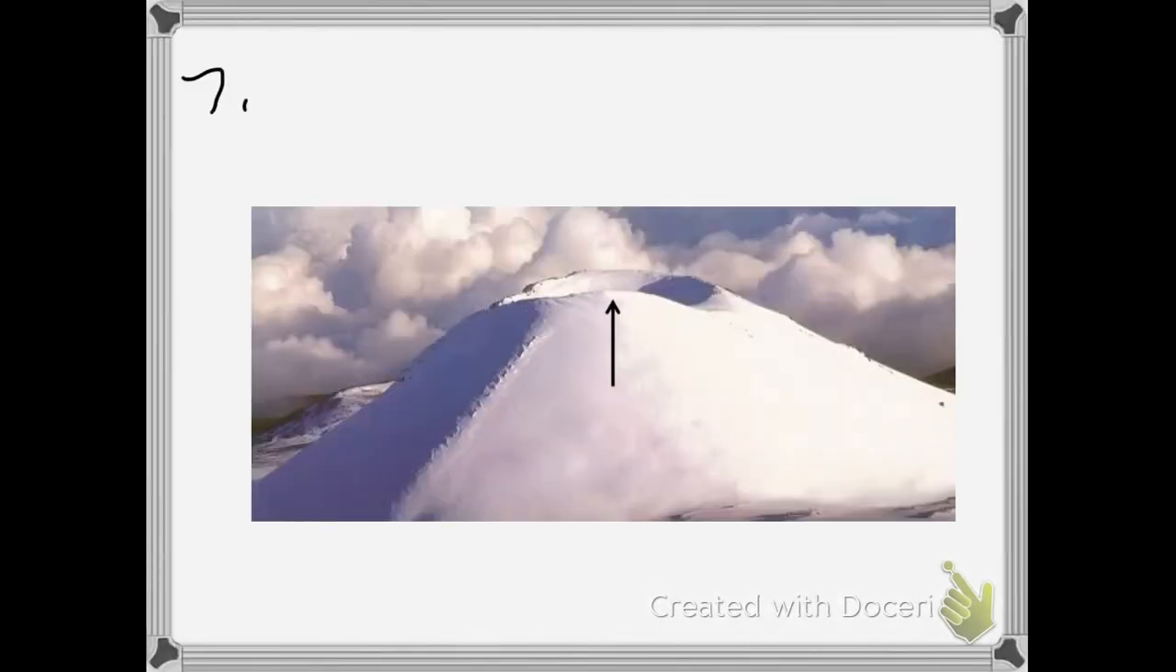Question number 7, we have a picture of a volcano. What is the arrow pointing to? The arrow is pointing to its crater. Is this a shield cone?